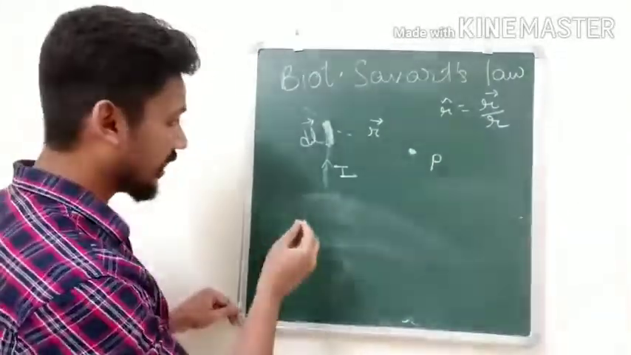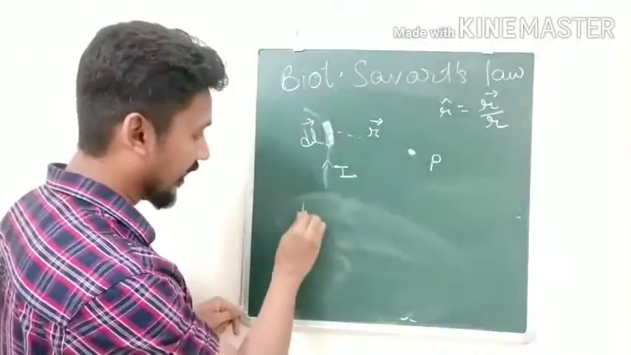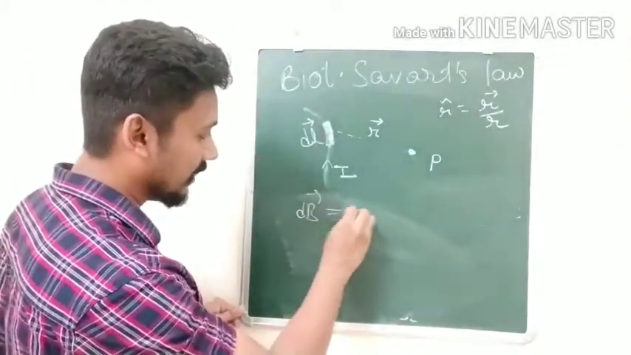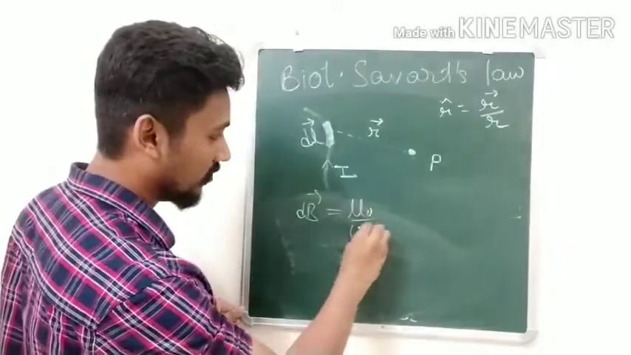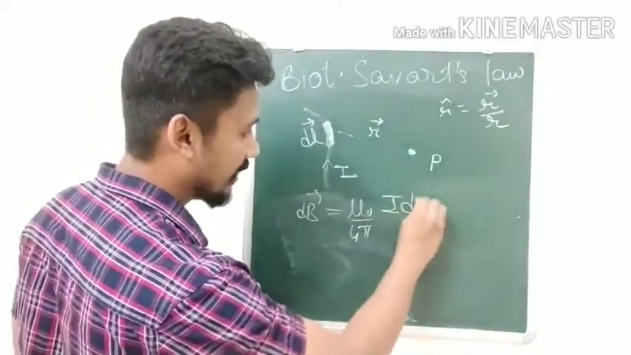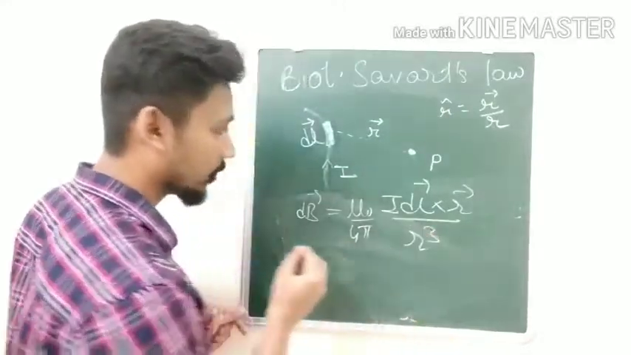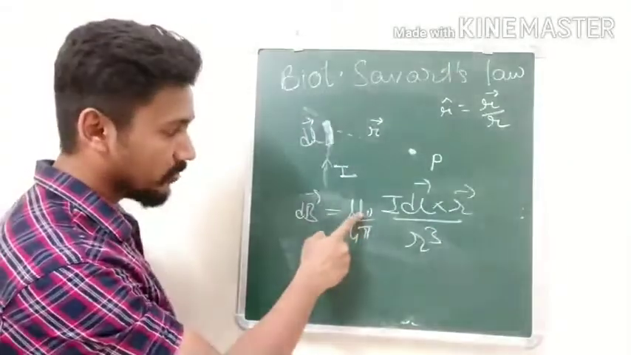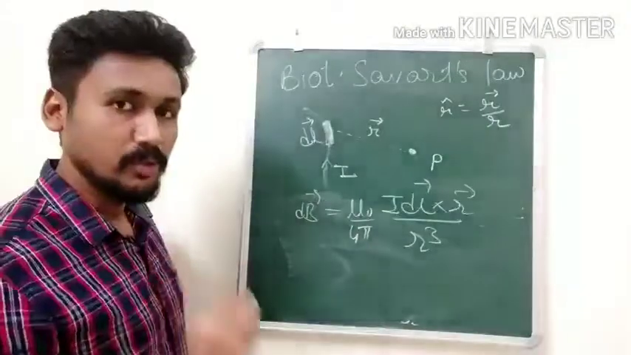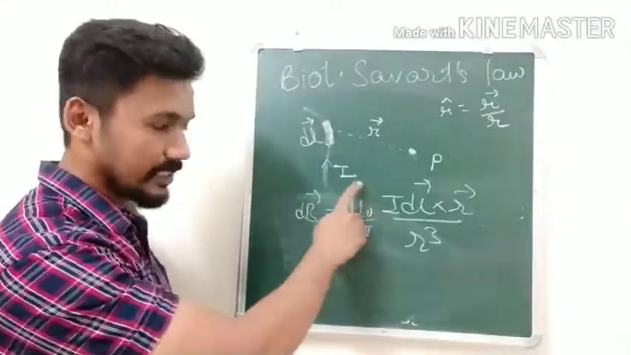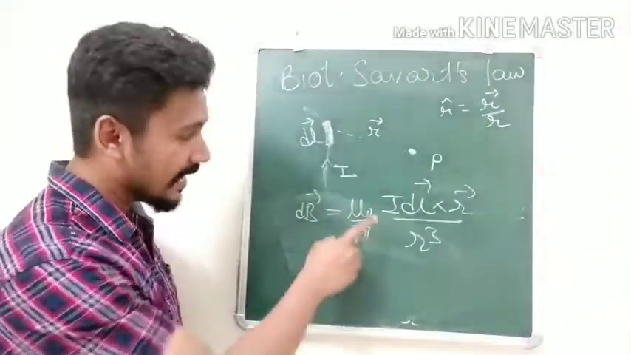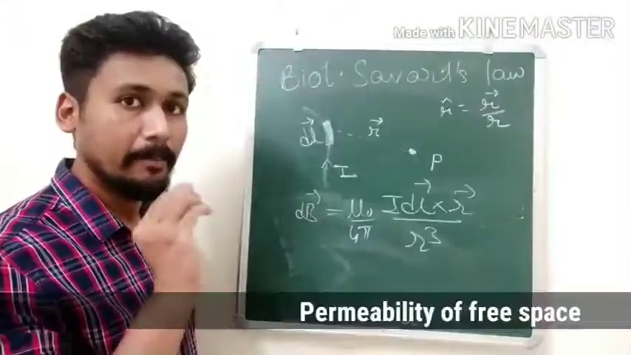Once again, let us write. Using Biot-Savart's law, we can write vector dB is equal to mu naught upon 4 pi I dl cross r upon r cube. Now, of course, the question will ask us, what is this mu naught? This mu naught upon 4 pi is the entire constant of proportionality, and this mu naught is called the permeability of free space.